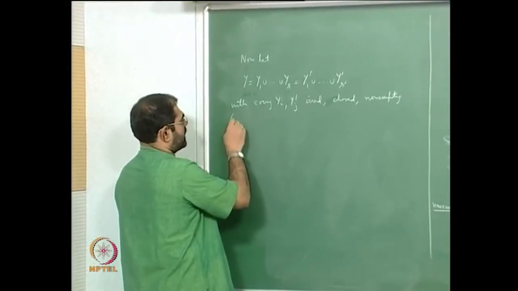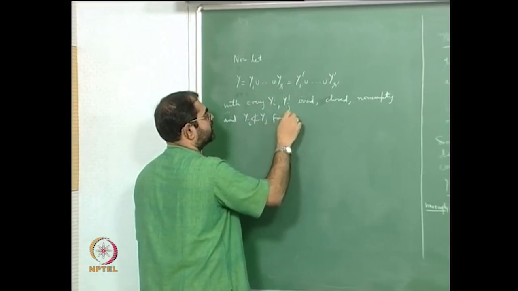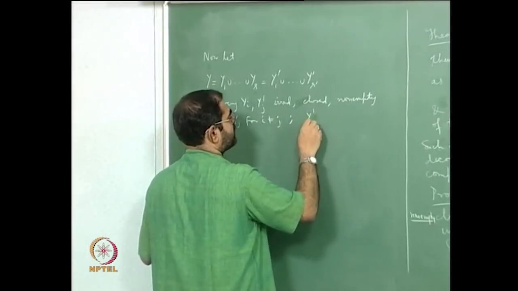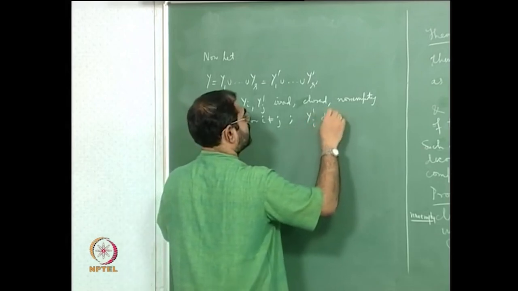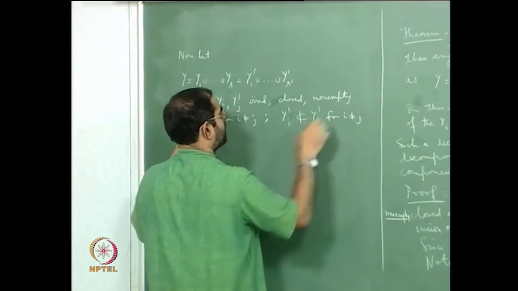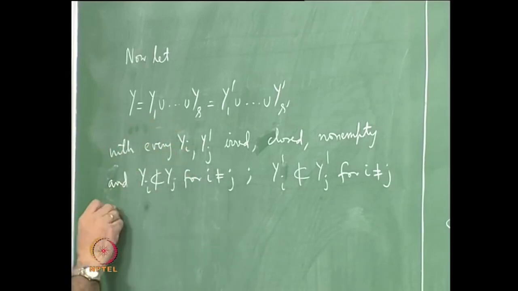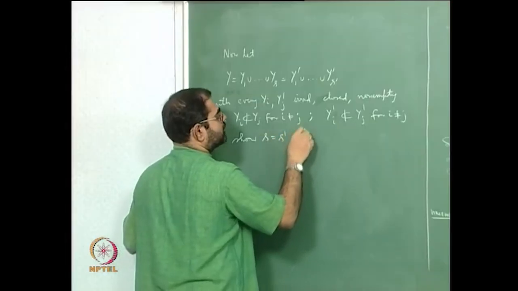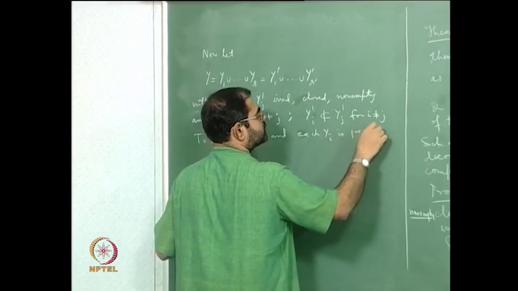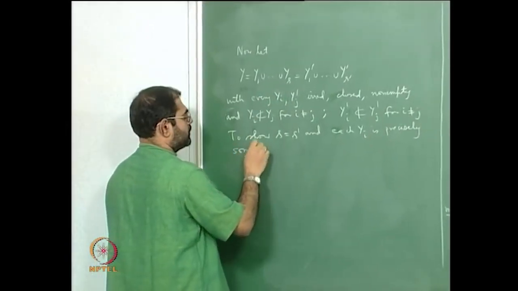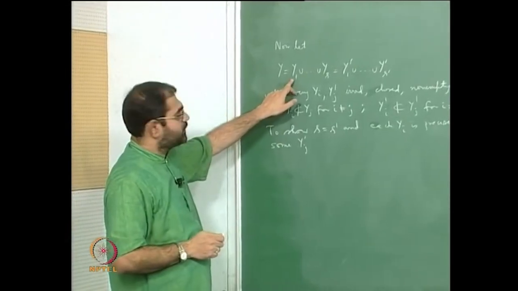Of course you are assuming that there are no redundancies. Yi is not contained in Yj for i not equal to j, and Yi prime is not contained in Yj prime for i not equal to j. Where of course here the indices i, j are from 1 to s, and there from 1 to s prime. That is to show s equals s prime, and each Yi is precisely some Yj prime. That's what you have to show. And how do you do that? It's very, very simple. Let me first state it in words. I'm going to use that lemma.